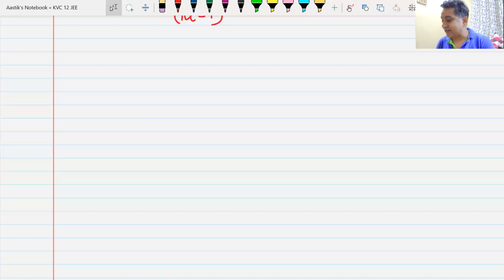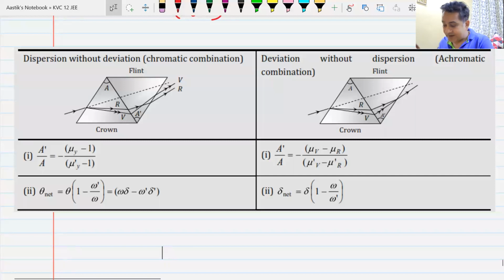You can solve it in the examination hall, but I don't want you to spend the time there. So I've made a tabular form, which you can use, with both things written side by side so that you can compare them.